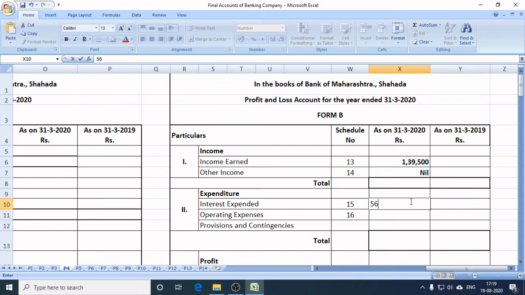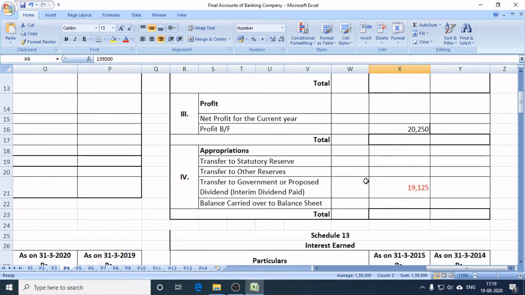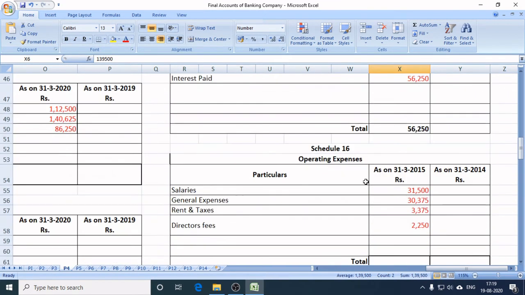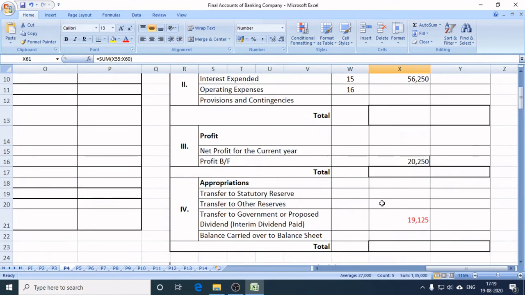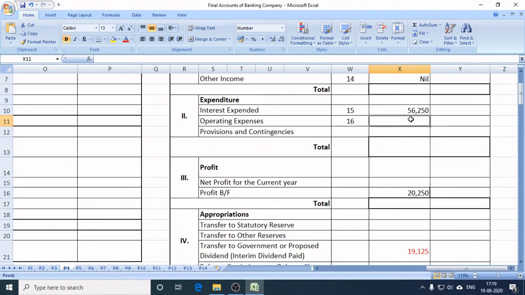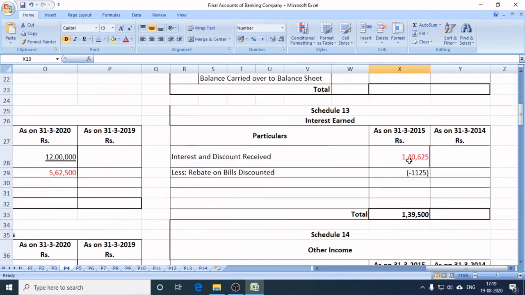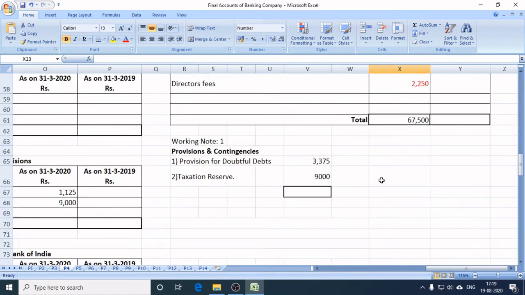56,250. Okay, now next in the problem is schedule number 16, and the total of these figures is 67,500. Next is provisions and contingency.